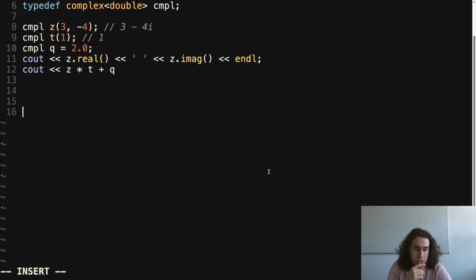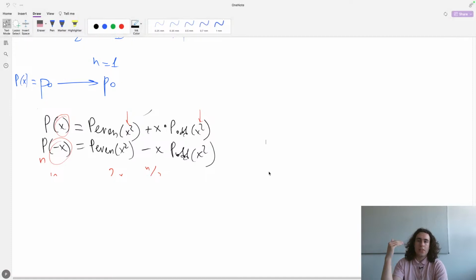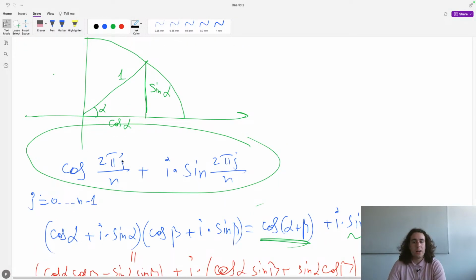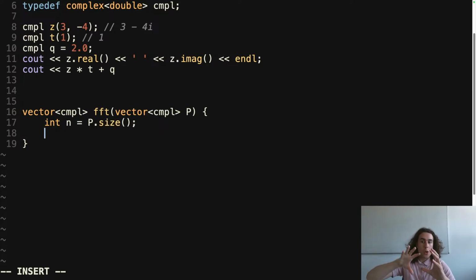So let's do our divide and conquer, right? We have f of t, which takes as input a polynomial p, and it's going to return its values in those points that we talked about, right? The points that have the form cosine of 2 pi j over n plus i times sine of that value. So let's say that n is the size of p. We always assume that the size of p is a power of 2. If that's not the case, just before we call this recursive function, we make it always be a power of 2. And we have our base case.